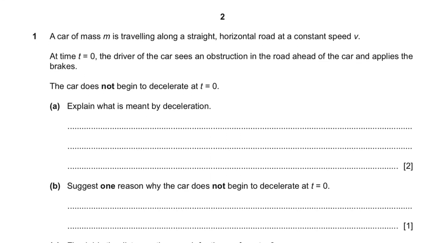Question 1. A car of mass m is traveling along a straight horizontal road at a constant speed v. At time t equals 0, the driver of the car sees an obstruction in the road ahead of the car and applies the brakes. The car does not begin to decelerate at time t equals 0.